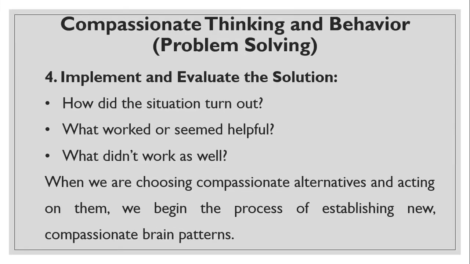Number four, implement and evaluate the solution. How did the situation turn out? What worked? What was helpful? What didn't work? When we're choosing compassionate alternatives and acting on them, we begin the process of establishing new compassionate brain patterns, new neural pathways in our brains.